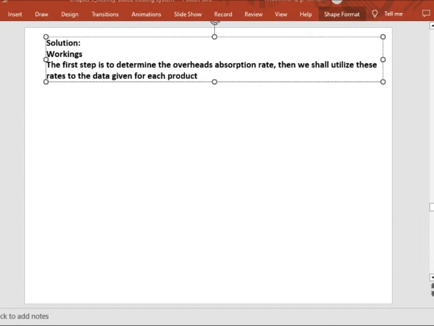Okay, I'll take you step by step, in terms of calculation and stepwise as well. The first step is to determine the overhead absorption rate. This is what we are going to see. This is the working, and then we are going to use the traditional method and the ABC method to calculate the unit cost. Insert this whole table.